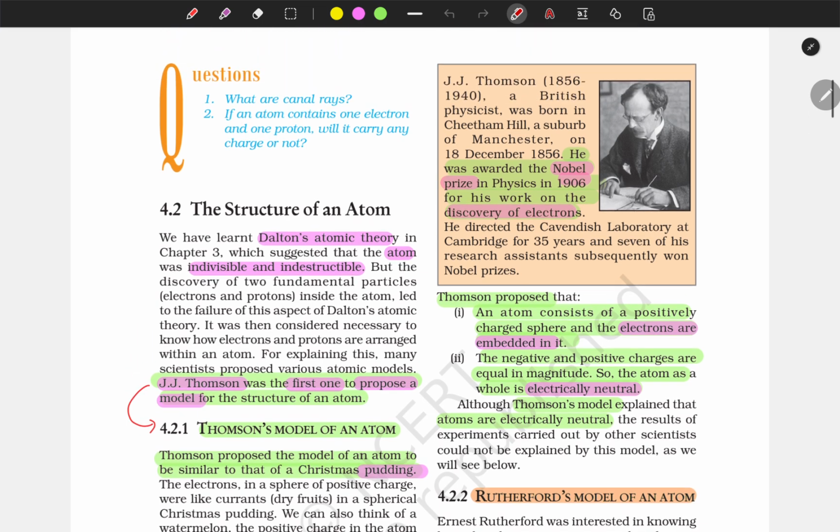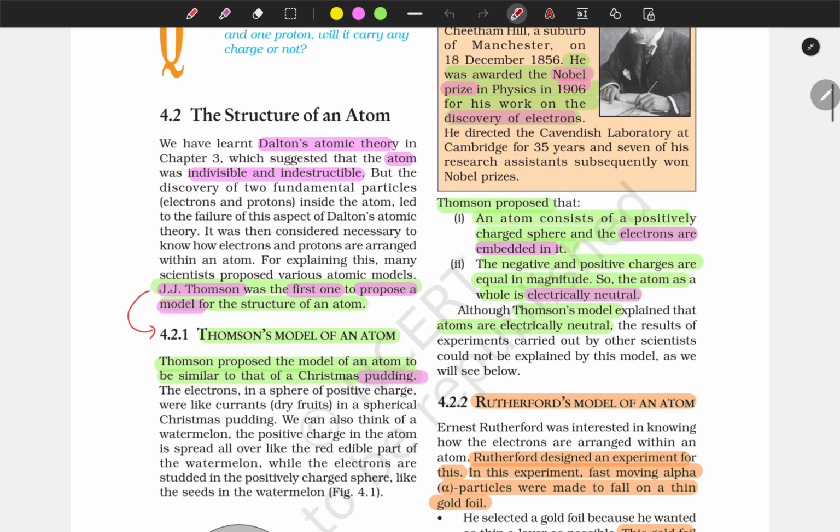Dalton was the first person to say something about the atom, although it had been mentioned in ancient Greece and ancient India, but modern atomic structure evolved from the Dalton theory. The Dalton atomic theory says the atom is indivisible, so it cannot be divided, and indestructible, so it cannot be destroyed. And J.J. Thomson was the first one to propose a model of the structure of the atom.